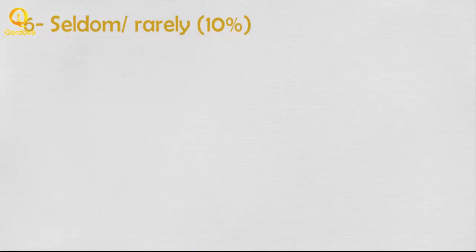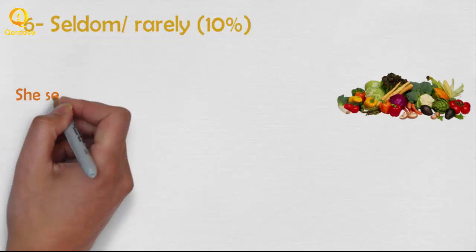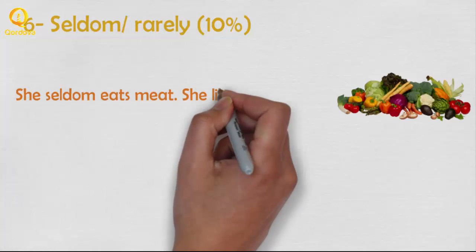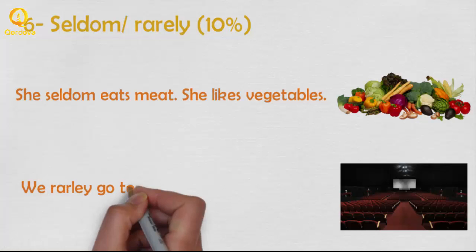Seldom or rarely. It means that you do this action 10% of the time. For instance, she seldom eats meat. She likes vegetables. We rarely go to the cinema.